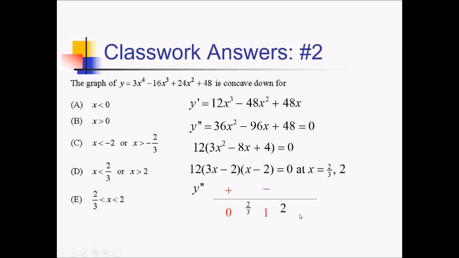And then finally, bigger than 2, we try out 3. That's going to give us a positive here and a positive here. Now we wanted concave down, so that's where y double prime is negative, and we see that that is in the interval between 2/3 and 2. So that's going to end up being, in standard inequality notation, 2/3 less than x less than 2, choice E.